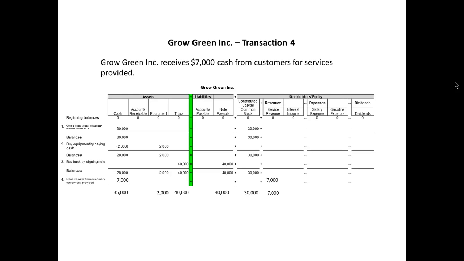The total on the left side of the equal sign is $77,000. The total on the right side of the equal sign, $40,000 plus $30,000 plus $7,000, is $77,000. The equation is in balance.